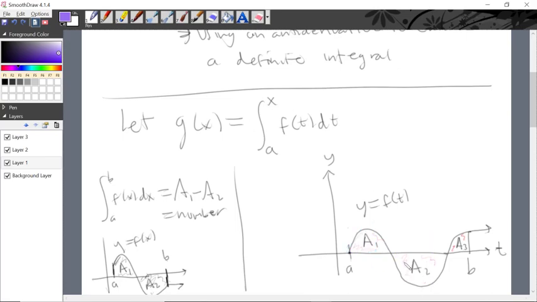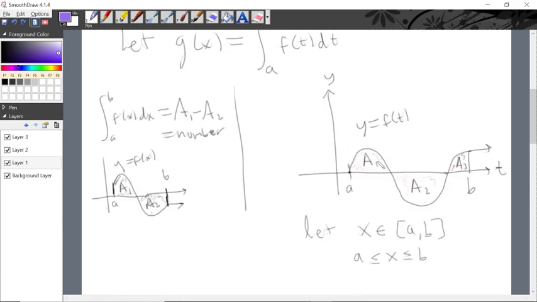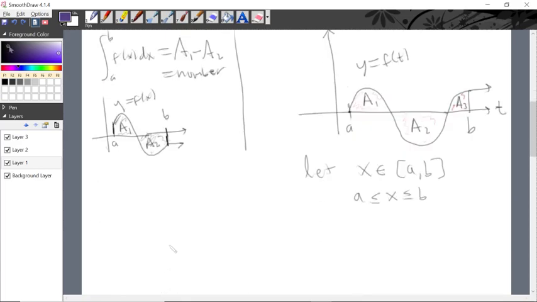Let's take a look at some particular values of x that we could have selected, starting at the left edge. If x is equal to a, then the function g of a we've defined above would be the integral from a to a of f of t dt. Let's interpret that geometrically.